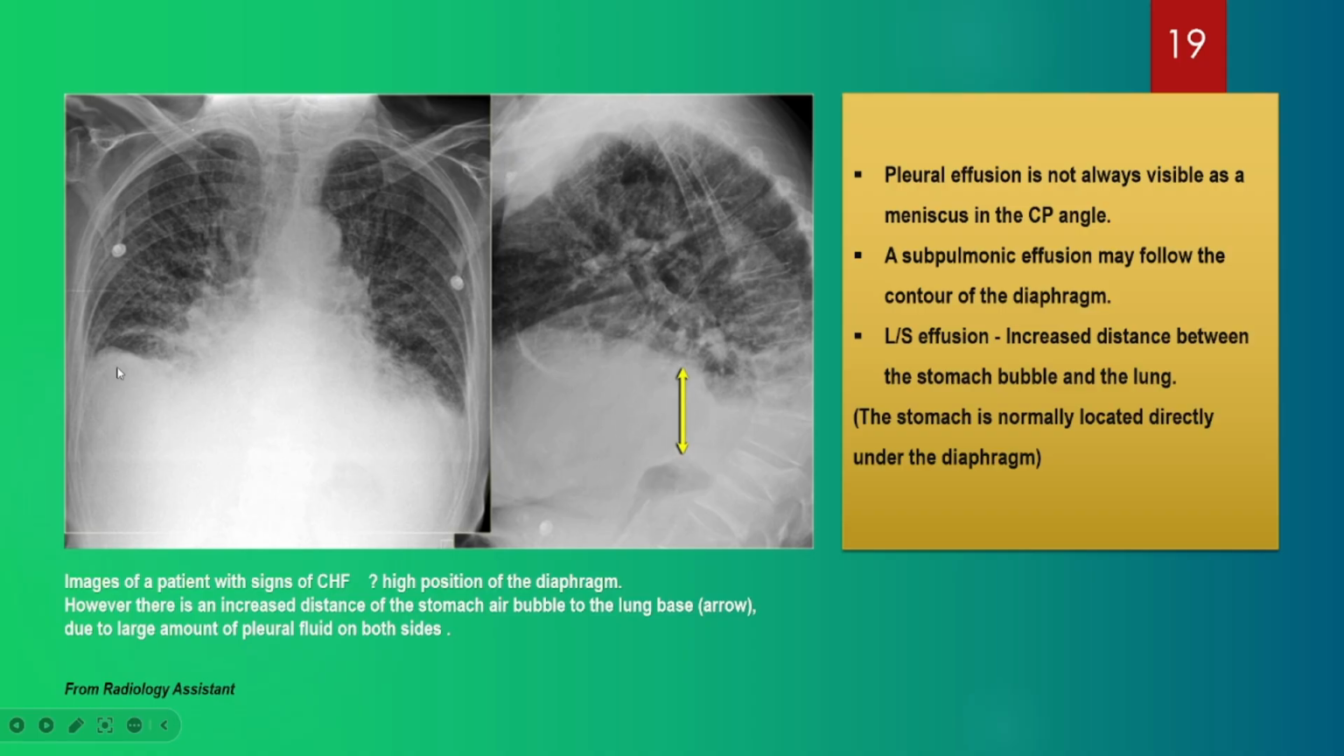In the frontal chest X-ray also, when the diaphragm is elevated, usually the dome is more central. But here, the diaphragmatic dome-like appearance is seen towards the lateral part of the hemithorax. This is due to pleural effusion. The diaphragmatic margin is not seen because of the pleural effusion. This is subpulmonic pleural effusion and it tends to follow the contour of the diaphragm.